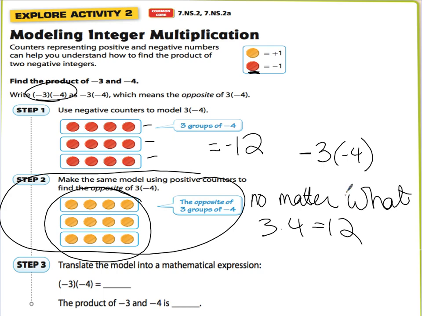But in this case, I know that 3 times a negative 4 would give me negative 12. But then I want the opposite of that. Okay, because I have this negative out here, so I want the opposite of 3 times the negative 4. So the opposite of that negative 12 is going to be a positive 12. So I know then that negative 3 and negative 4 gives me a positive 12. Again, look at that first negative sign as telling you I want the opposite of the result.